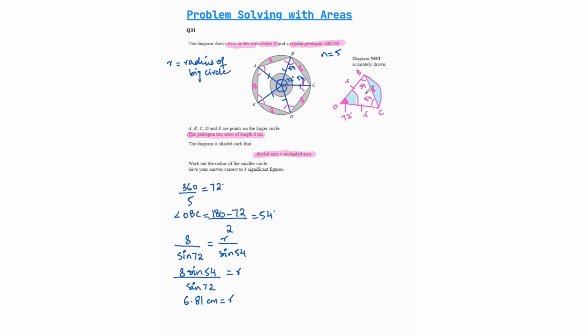Okay, since we have the radius, we can figure out the shaded and unshaded area now. If we find the area of the circle, the big circle, and then subtract the area of the pentagon from that, we can find the shaded area that's outside. Yeah. So area of big circle, that's pi r square. So that's pi times 6.81 square. 145.69 centimeter square.